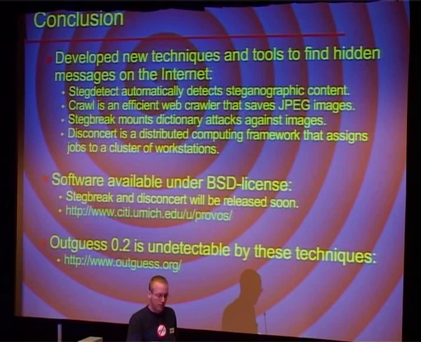All the software is available under a BSD license. I have yet to release stegbreak and disconcert, but I should soon. You can find the software on my homepage. And OutGuess version 2.02 is undetectable by these techniques. So if you find yourself in desperate need of a package to hide content, I recommend it. So that's my talk. If you have any questions, I'll be glad to answer.